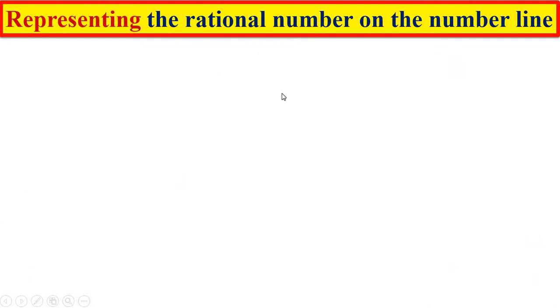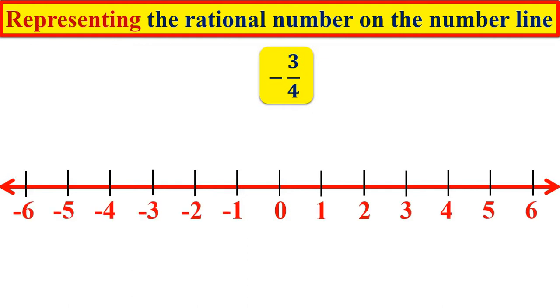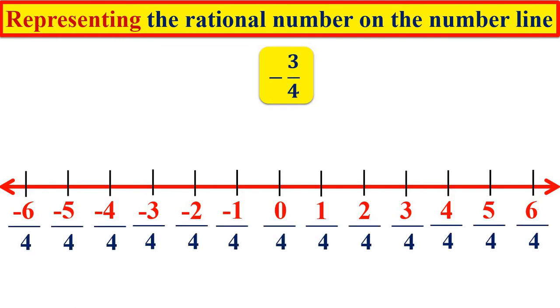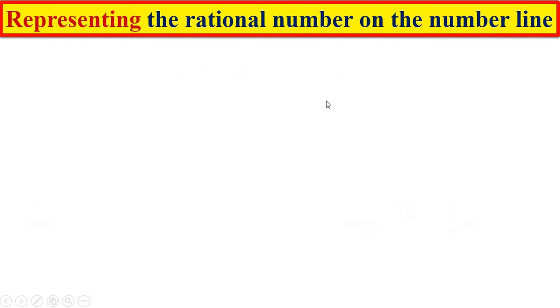Negative 3 over 4. What can we do? Draw a number line with 0, 1, 2, 3 and so on, negative 1, negative 2 and negative 3 and so on. Divide all numbers by 4. So where is negative 3 over 4? It's here. We determine the whole numbers, 0 over 4 and negative 1. Negative 3 over 4 is between 0 and negative 1. So it's bigger than negative 1 and less than 0. Excellent.